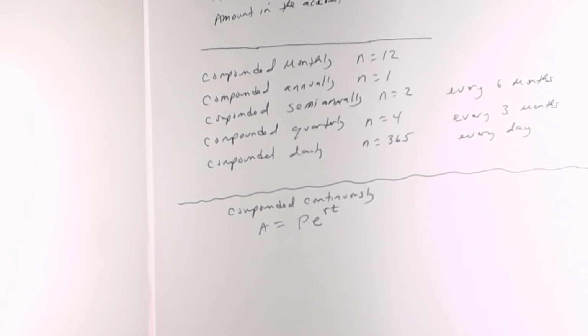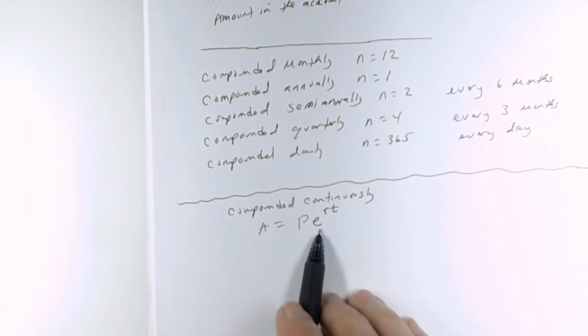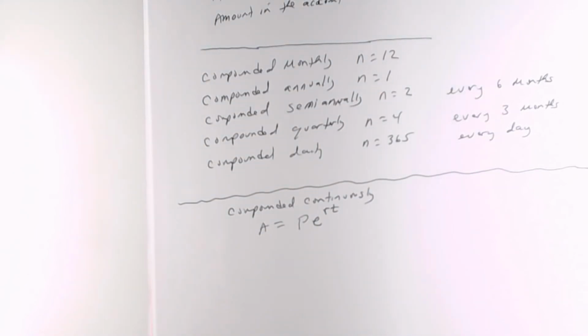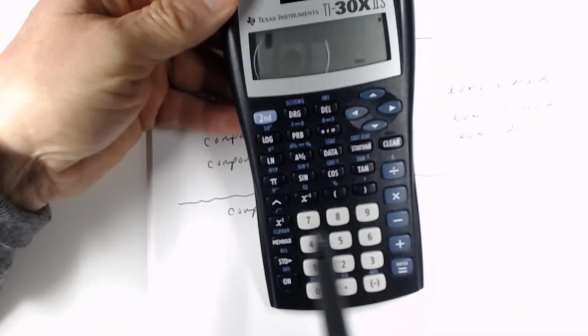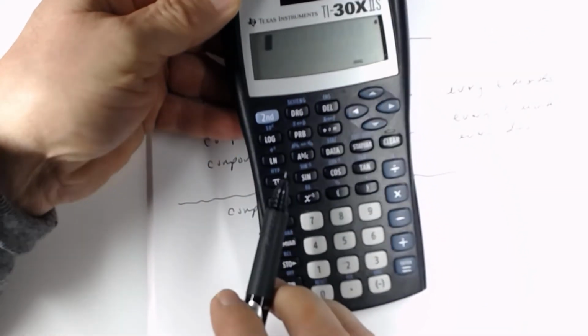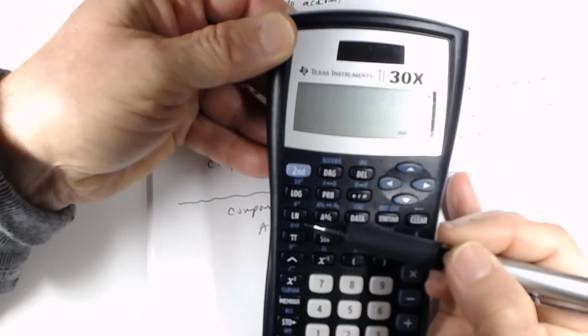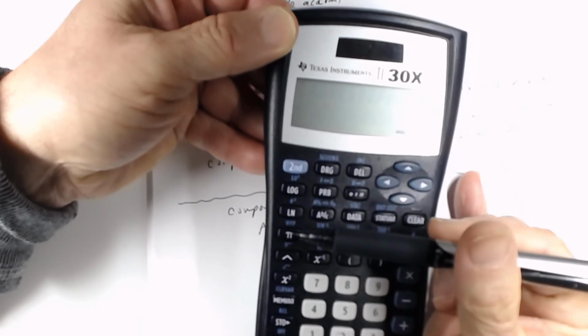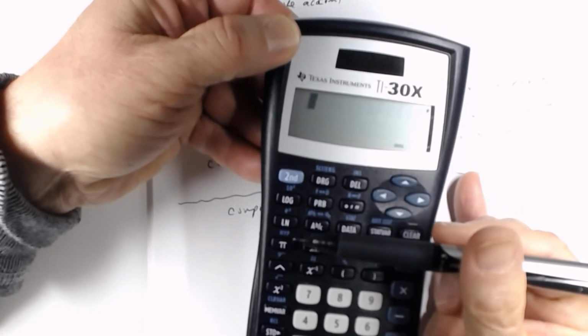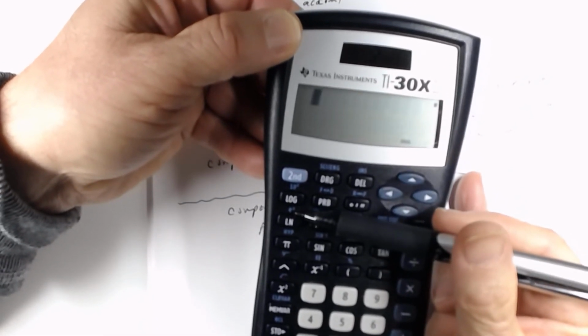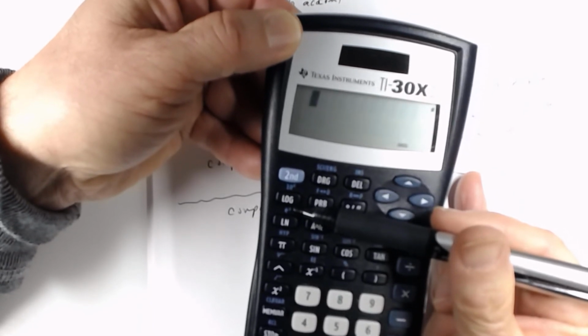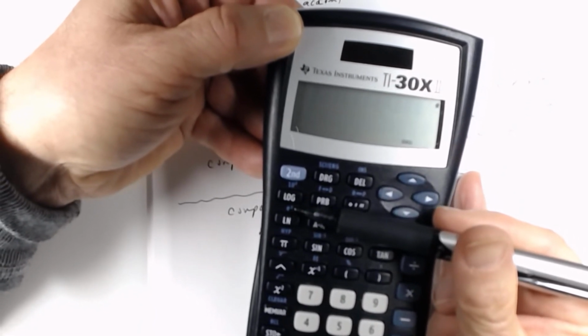Okay, now let's talk about that letter E that you see. That's actually a number. E is a number. Take your calculator out. On my calculator, E is right here. You can't see it up here, but it's right above the LN button. LN here means natural log, so that's a logarithmic button. But it's right above it, and it's blue.